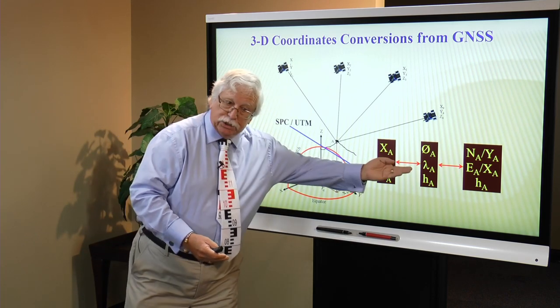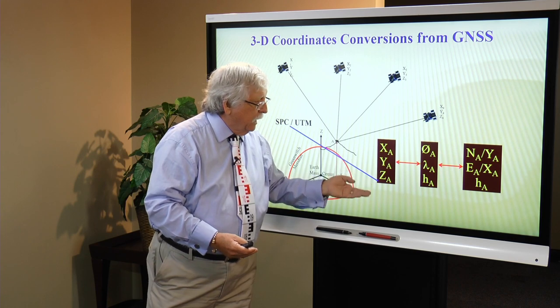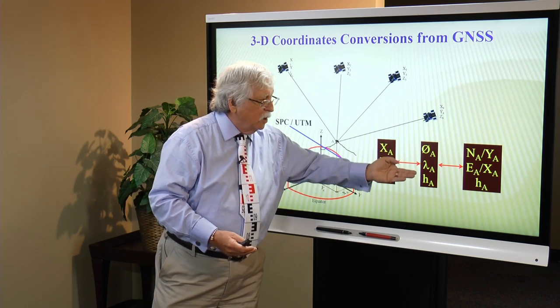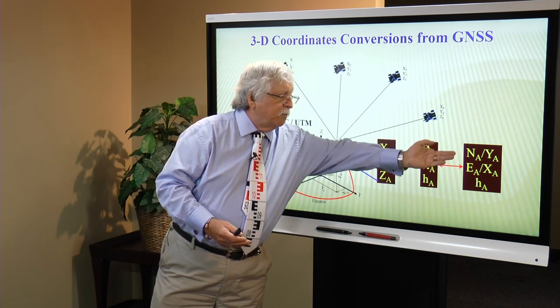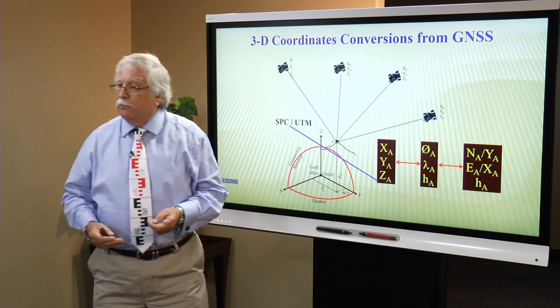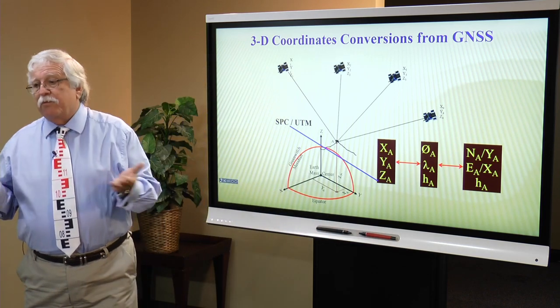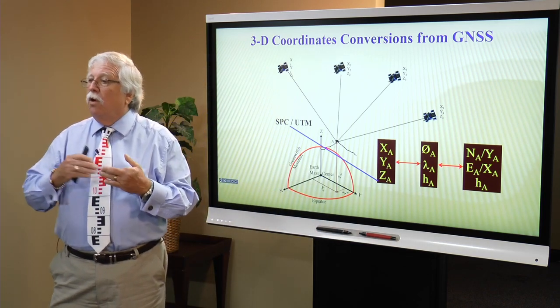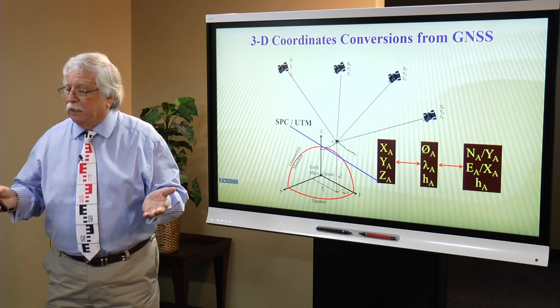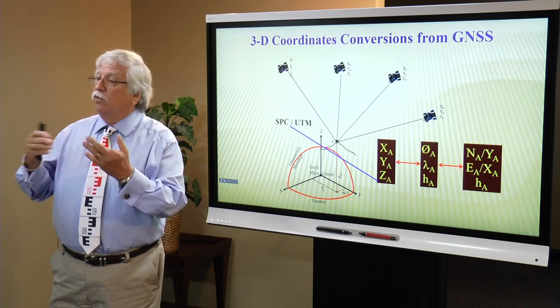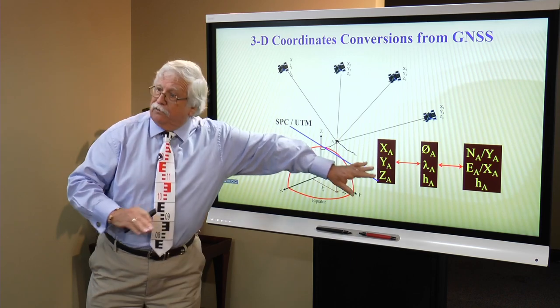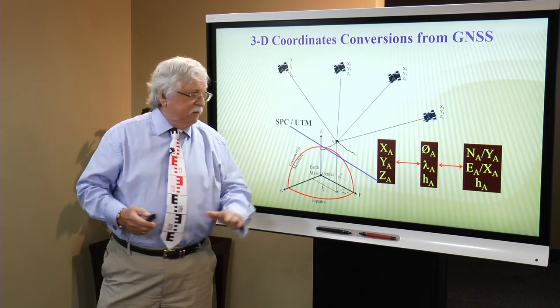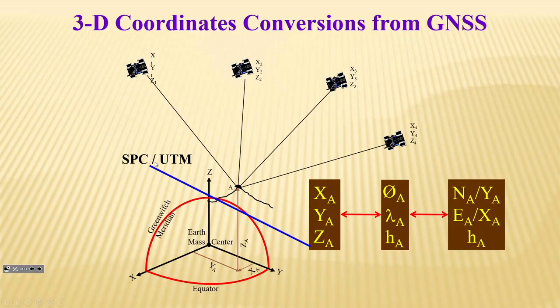The conversion, that is the change from X, Y, and Z to latitude, longitude, and ellipsoid height, or state plane, or UTM coordinate, and ellipsoid height, those are all mathematically well defined, and there's no loss of positional integrity in that conversion. But this is not a transformation, all right? So hopefully that image puts that to bed.